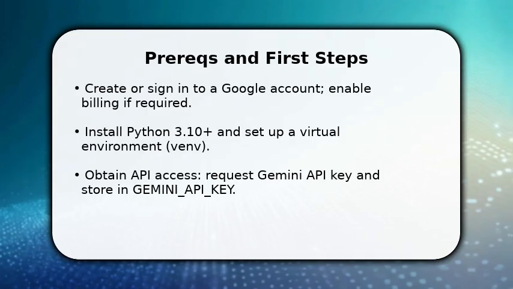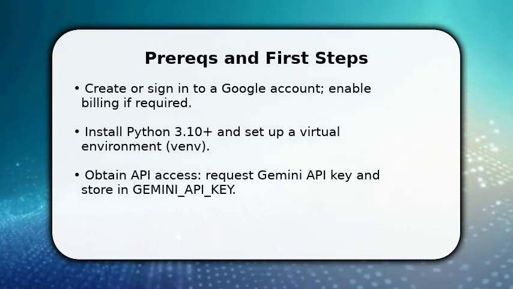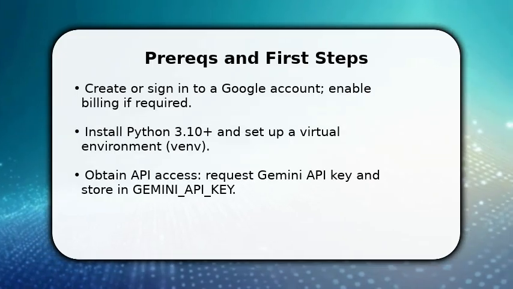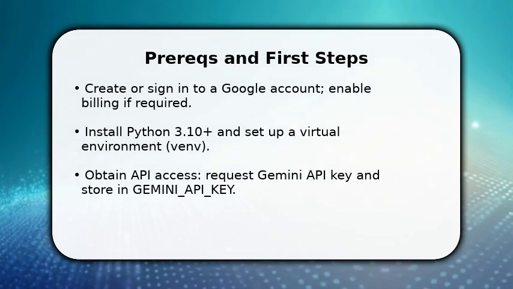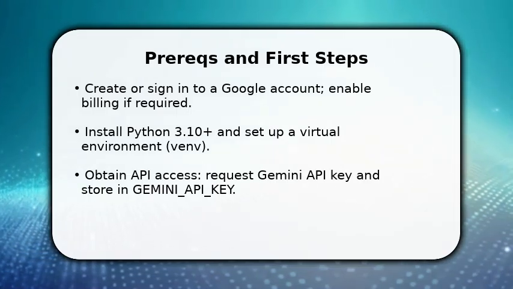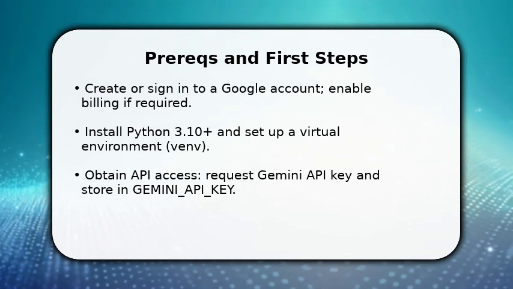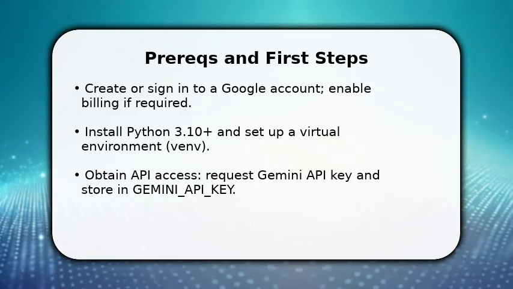Next, install Python 3.10 or newer and create a virtual environment to isolate dependencies. Then, request a Gemini API key from the console and export it to GEMINI_API_KEY in your shell. Once done, install the official client library and verify connectivity with a simple test call. This prevents wasted time later.